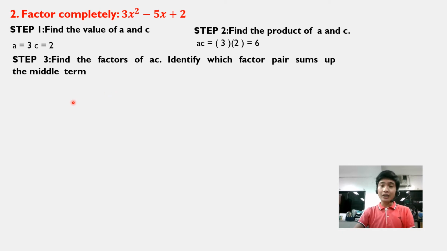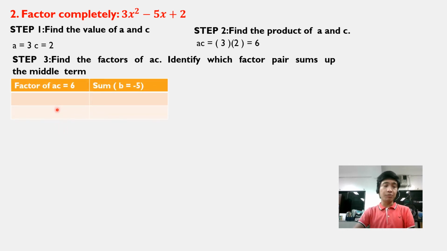So sa bahaging ito, gagamit lang po tayo ng ating product sum table. Yung ilalagay po natin dito is yung mga kombinasyon ng mga numbers, I should say, na ginagamit nating pang-multiply to get a certain number, which is AC. Okay? And then sa kanang bahagi ng table is yung sum nila, in particular with our middle term, which is equal to negative 5.